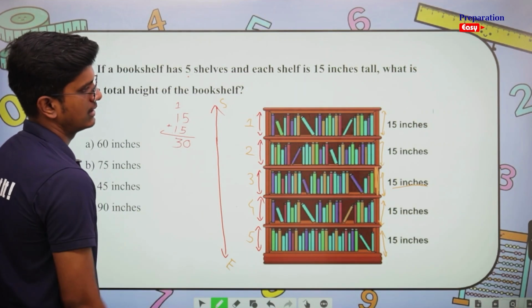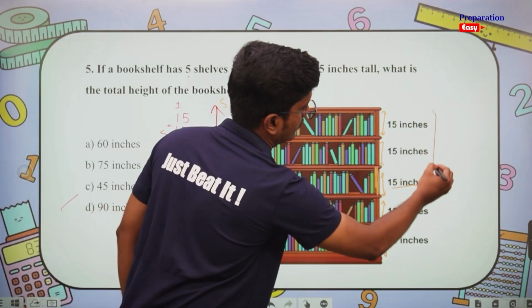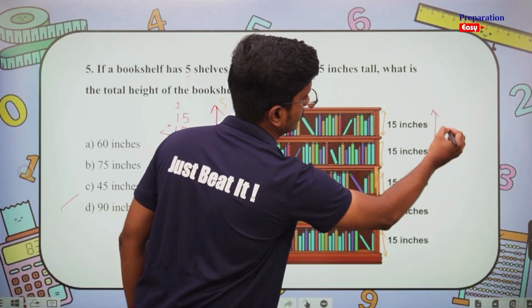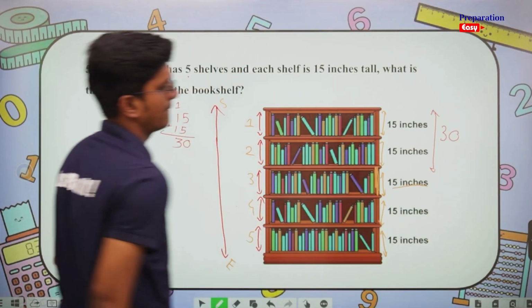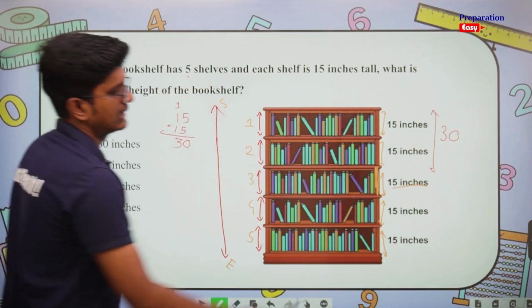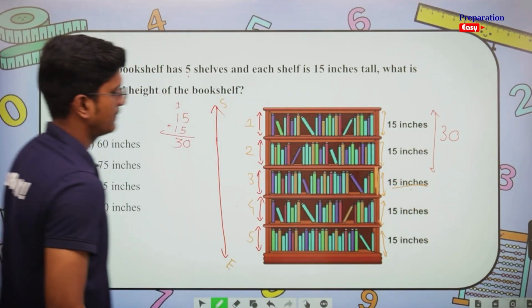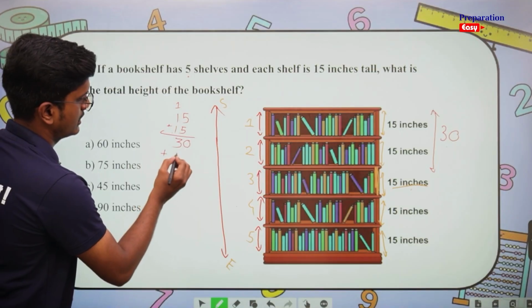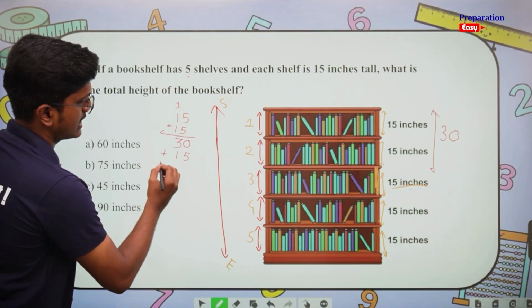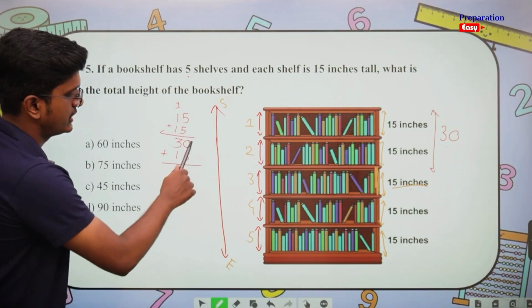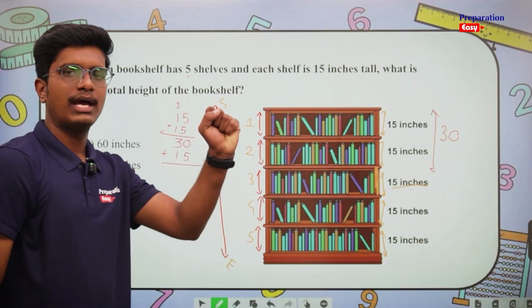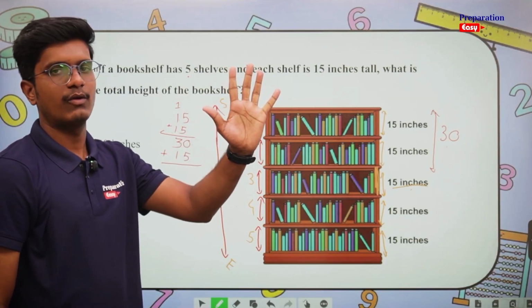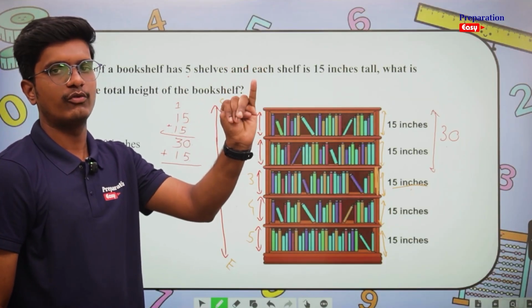Okay, 30. We got the height. This much is 30 right now. Let's add this 15 inches into this 30, right? 30 plus 15. Let's add it together. 0 plus 5. We have 0 and we have 5. Count after 0: 1, 2, 3, 4 and 5.